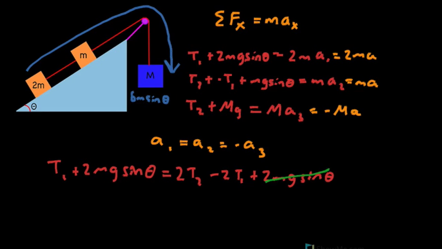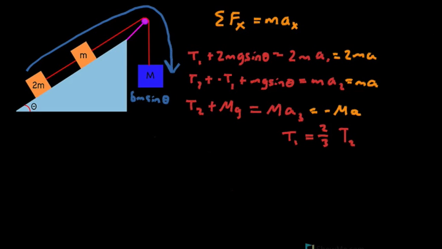You'll notice that the 2mg sine theta is on both sides, so they cancel out, and we get 3t1 equals 2t2, or alternatively, t1 equals 2/3 of t2. So let's look at our third equation for a minute. We know that t2 equals minus capital Ma minus capital Mg.